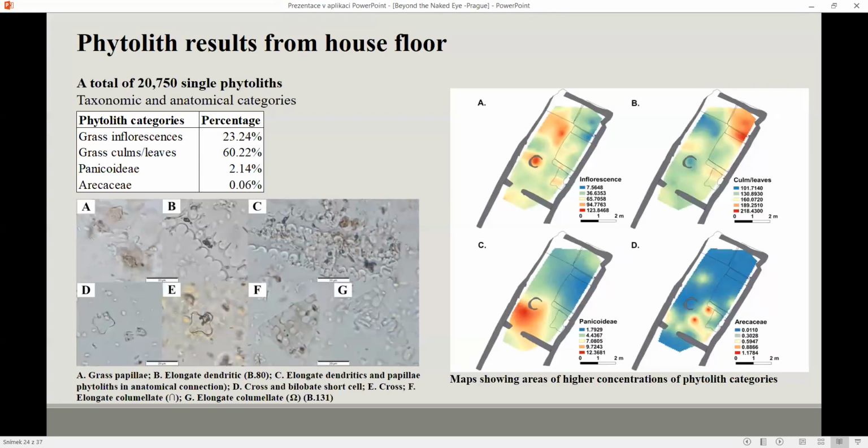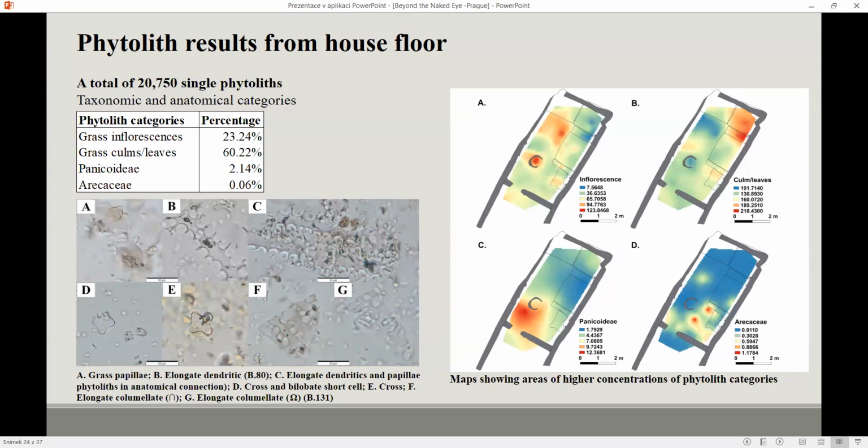Regarding the phytoliths from house floors, they were very abundant as well, with a total of 20,750 single phytoliths identified. Obviously, a work of many months under the microscope in the lab. These phytoliths were then classified into broader taxonomic and anatomical categories, first to make the data more manageable and to create better categories to be implemented later for the spatial analysis. These categories were grass inflorescence, grass culm and leaves, panicle grasses, and Arecaceae.